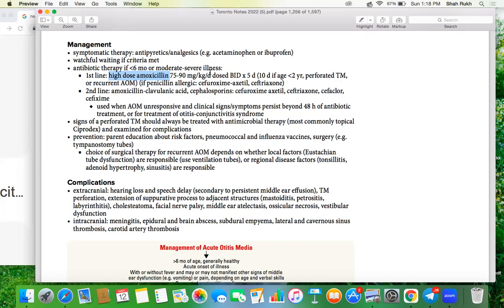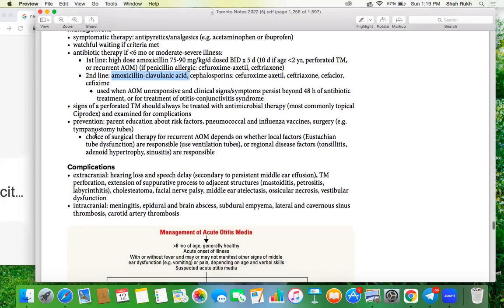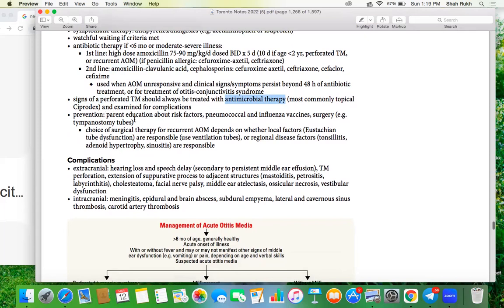Okay, so I have seen a couple of questions in the ASQ bank where they were asking you to write down high dose amoxicillin. Then the second line is basically amoxicillin plus clavulanic acid, cephalosporin. So you can write all of these. Then signs of the perforated one. See, I told you they have given you the signs of perforated tympanic membrane. Then you have to write down which kind of diagnosis and which kind of treatment you are going to write. So if they give you signs of a perforated one, then you are going to give antimicrobial therapy and examine for the complications.